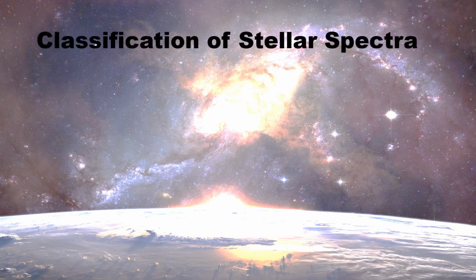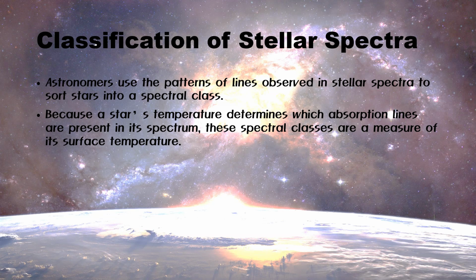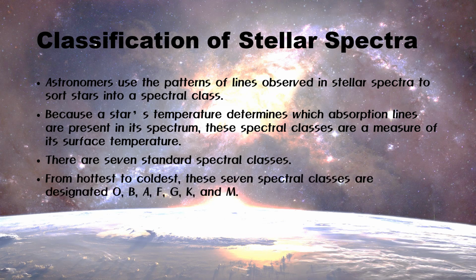So, if we can analyze the different spectra, can we classify them? Well, astronomers use these patterns of lines observed in stellar spectra to actually sort stars into spectral classes. Because a star's temperature determines which absorption lines are present in its spectrum, these spectral classes are therefore a measure of its surface temperature. And there are actually 7 standard spectral classes.